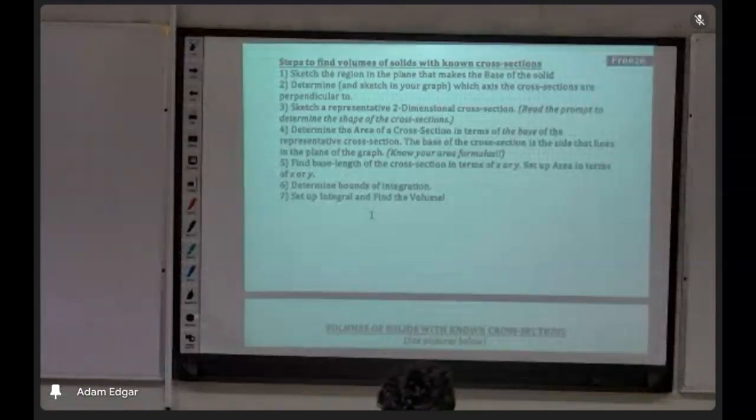Now, a lot of these steps aren't going to make a whole lot of sense until you see them in action. So if you're like, what in the world is he talking about? Fair enough. Once you've gotten that, you're going to find the area in terms of the base, and then you'll have to replace the base with stuff in terms of x or y. And then you set up your area formula and set up your volume integral. So there's a lot going on here.